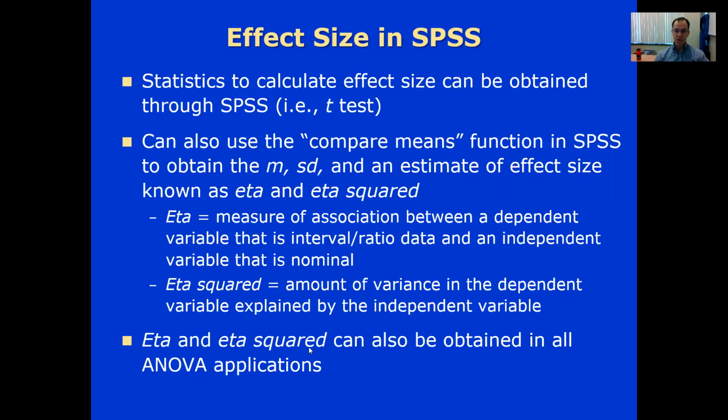Now, eta and eta squared can also be attained in all ANOVA applications. The eta squared is similar to when we had the Pearson product-moment correlation, and we squared it, and we saw a percentage. The same thing with eta squared: you would have a percentage, and that would explain the variance that is due to the intervention that you could use. It'd be very effective.